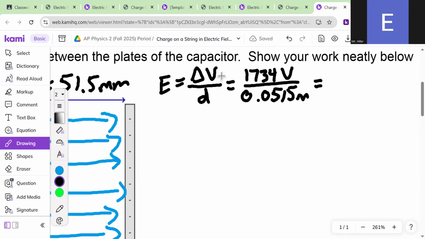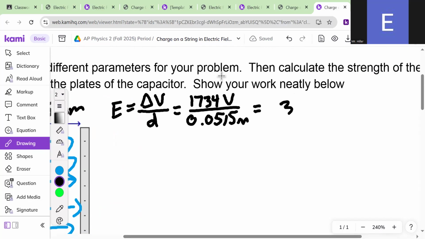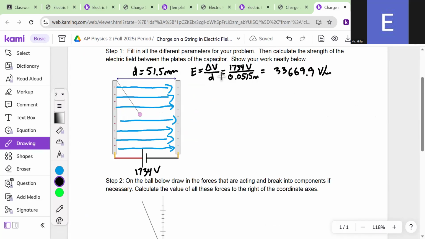So my electric field in this is going to be about 33,669.9 volts per meter. Remember, that's the same unit as newtons per coulomb. Okay. All right, now we'll need that information to be able to do the problem.